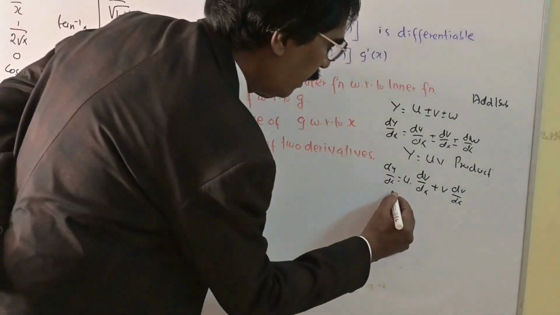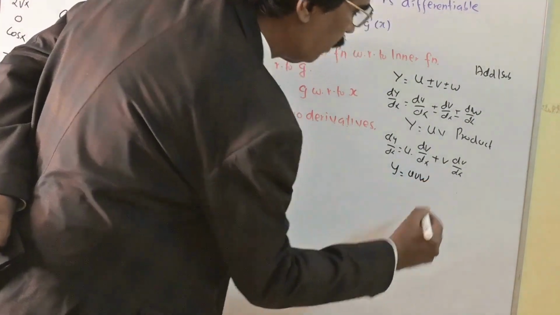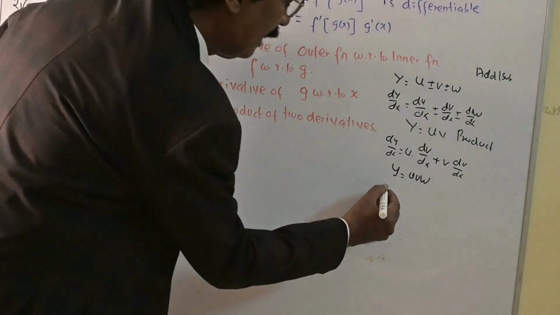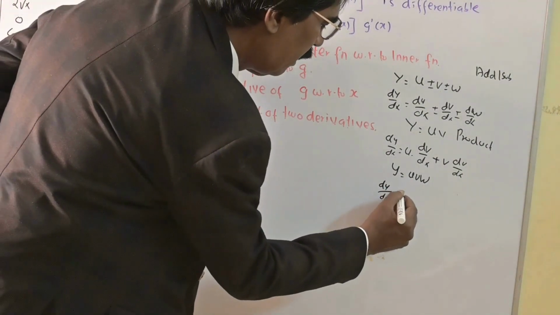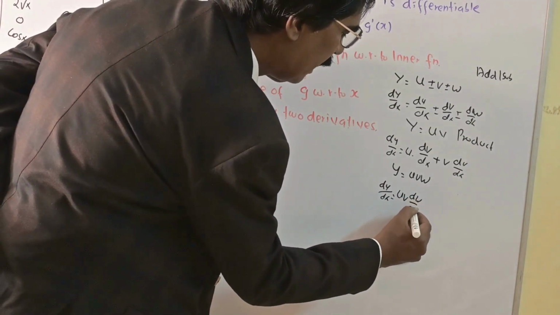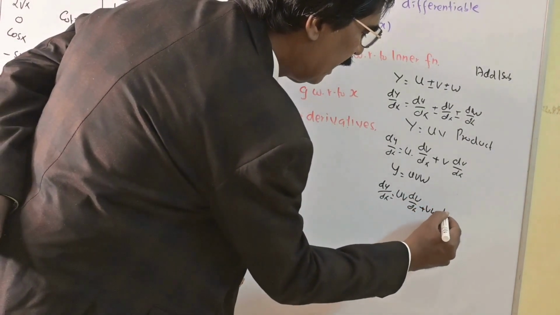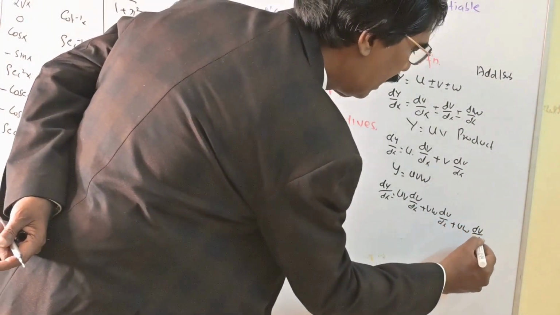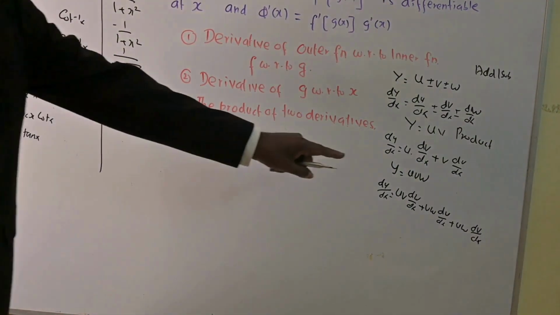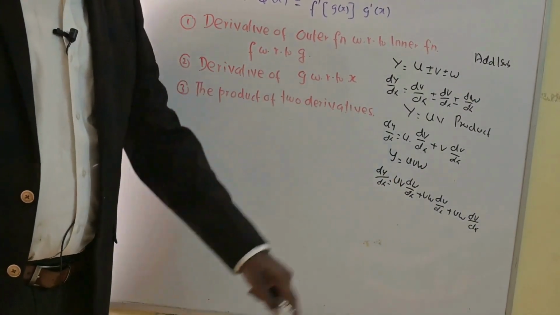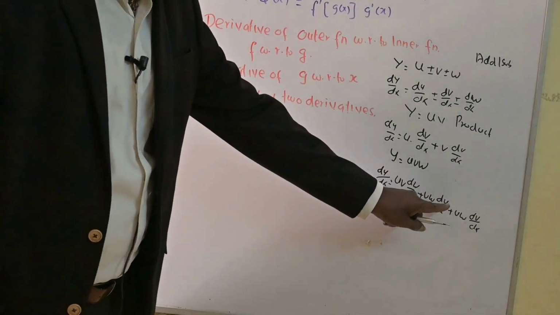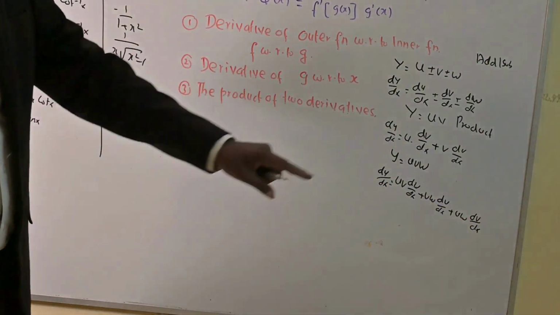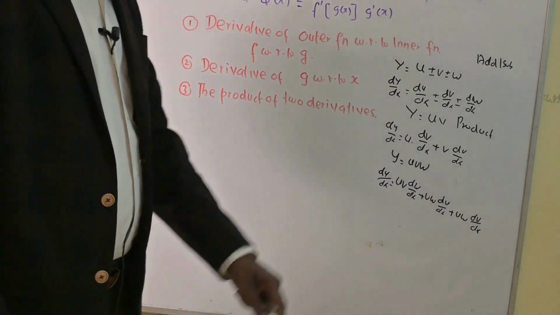In case we have u, v, w, three functions, u into v into w, that means listen, dy by dx equals u, v as it is, differentiate w, plus v, w as it is, differentiate u, plus u, w as it is, differentiate v. You understand in this way. First two functions as it is, differentiating w. Second and third as it is, differentiate the first one. First and third as it is, differentiate the middle one. So, product of two functions, product of three functions.